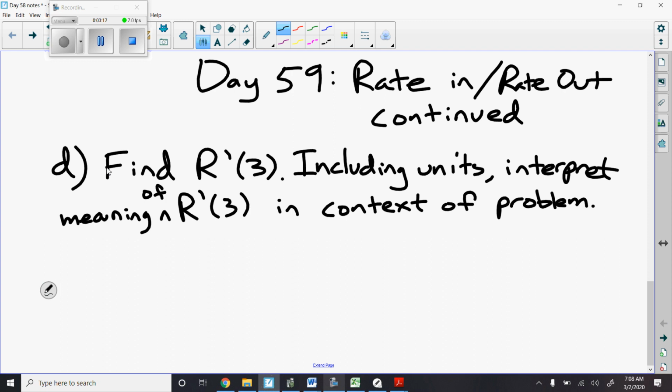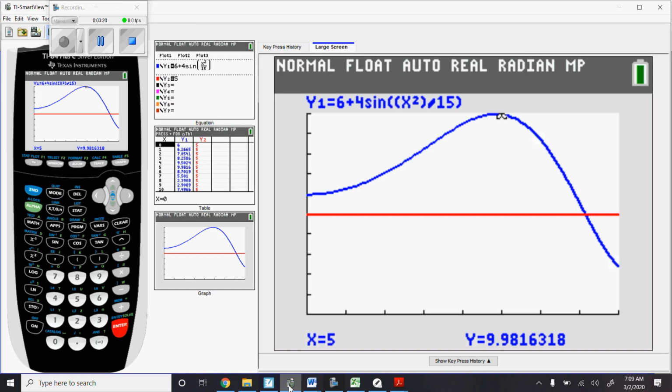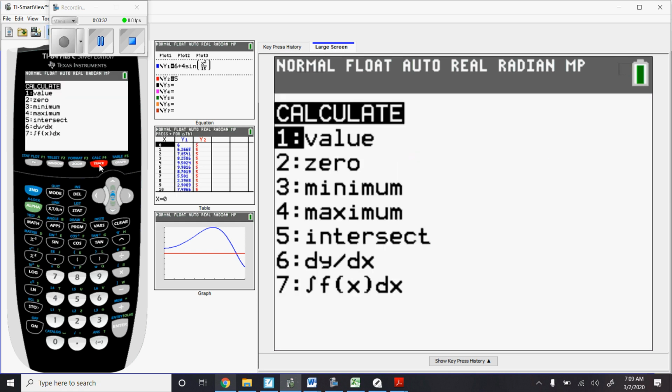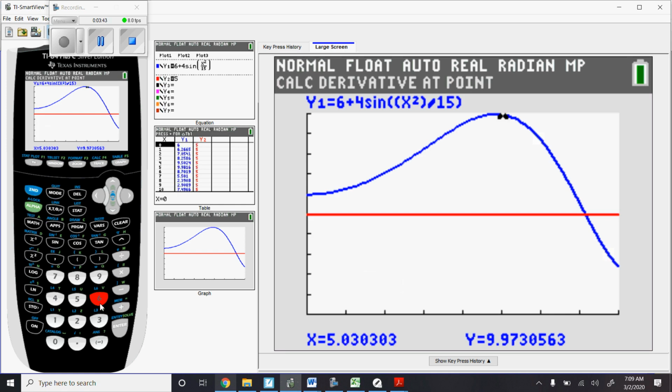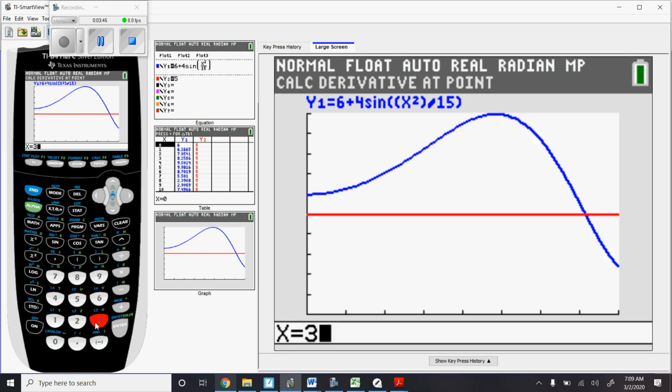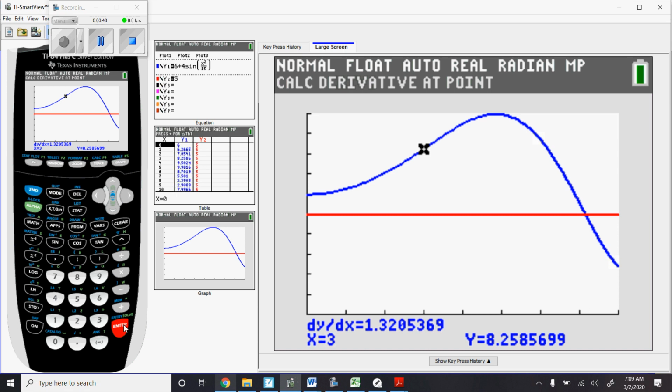So let's go back to our graph. As we can see here, my Y1, this blue line, is R of t, and I want to find the derivative. I know that because the prime means derivative. I want to do the derivative at time 3. I'm going to do second calc, number 6 is for my derivative. I'll select that, and then I'm going to choose at time 3 to do that derivative. And I get 1.321. So I'm going to say R prime of 3 equals 1.321.